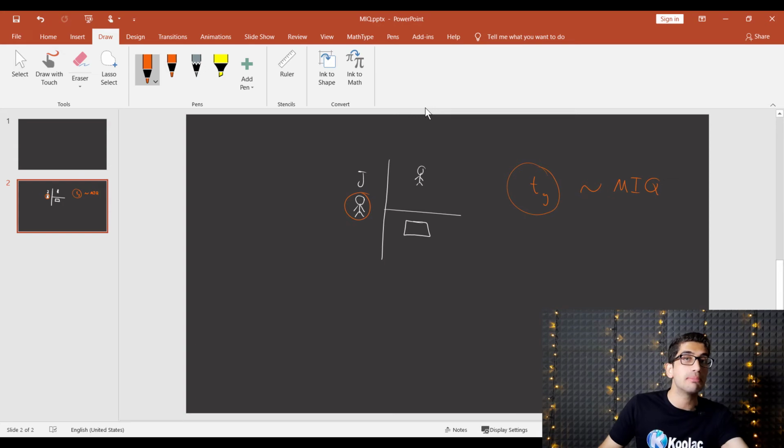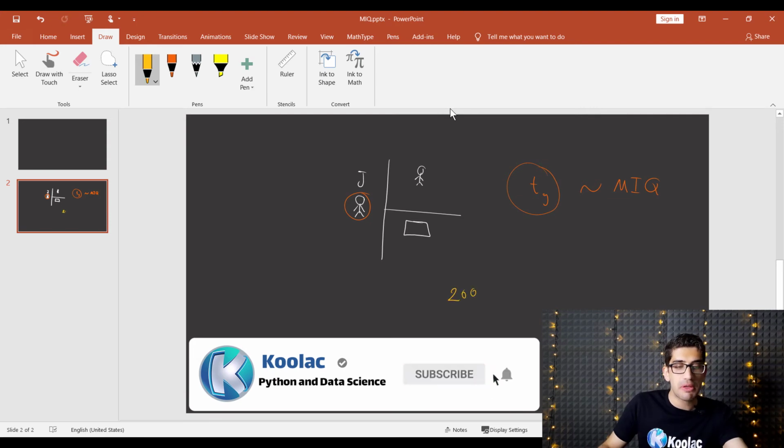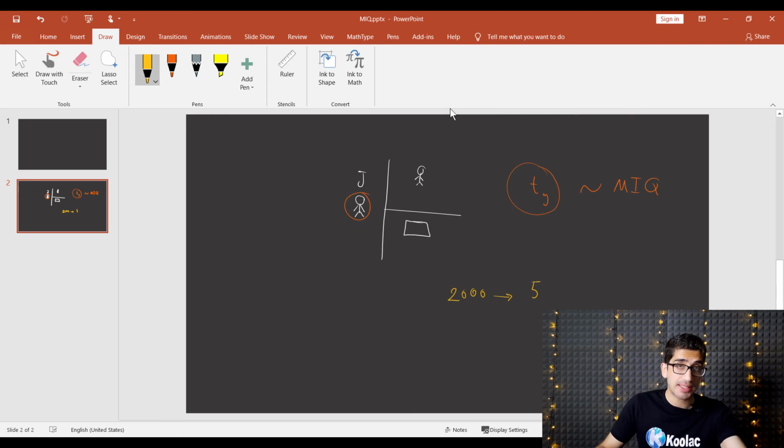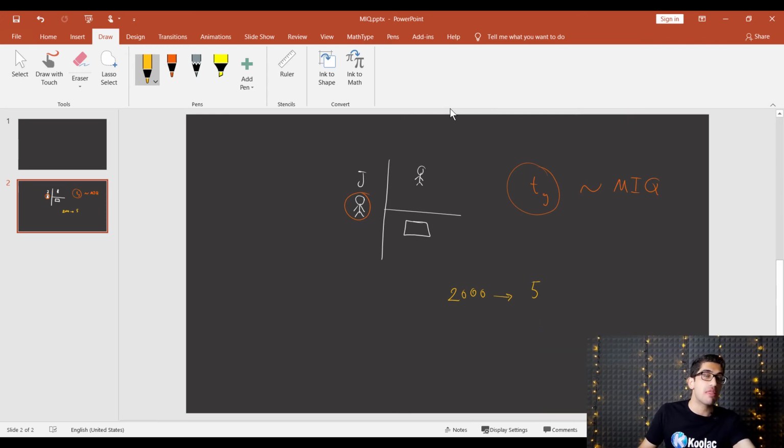So this is how we can measure machine intelligence quotient, or machine IQ, or computer IQ, let's say. And by the year 2000, this time was about 5 minutes. A computer could not fool the judge for more than 5 minutes. But now this time is about 20 to 30 minutes.